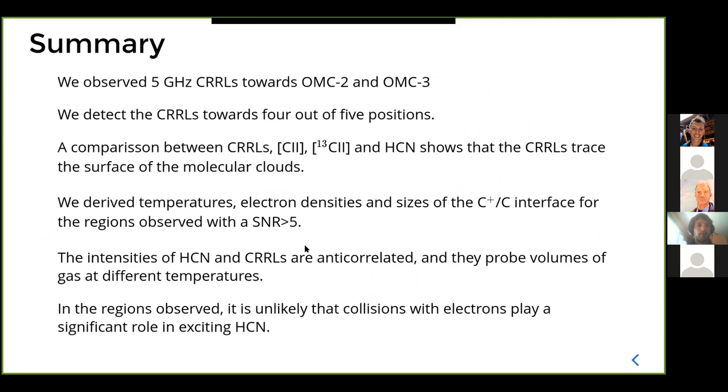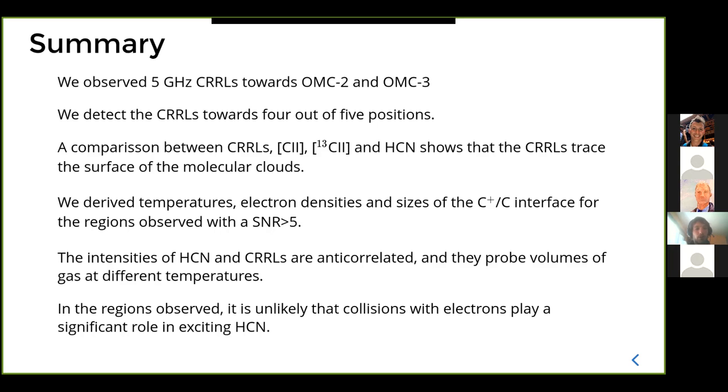So I'll end there. Just as a summary, we observed these 5 gigahertz carbon recombination lines towards the Orion molecular clouds 2 and 3. We detected the lines towards 4 out of 5 positions. And by comparing them with other tracers, such as the far infrared lines of C+, HCN, and some other molecular gas tracers, we can say confidently, okay, these are all tracing the same structure overall. The details are a bit trickier. By comparing the lines from ionized carbon and the recombination lines, we were able to derive electron densities and sizes for the C+ layer of the gas, the interface, whenever we detect the lines with a signal-to-noise ratio larger than 5.